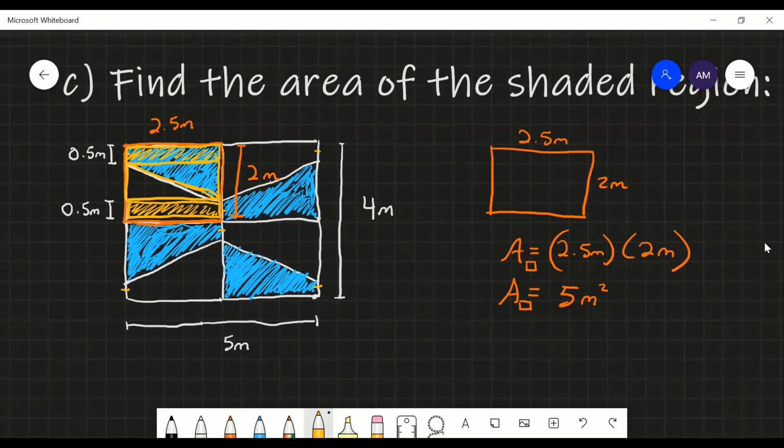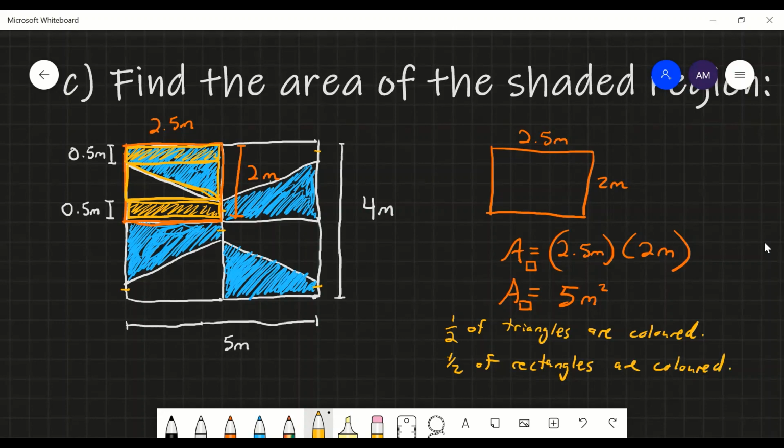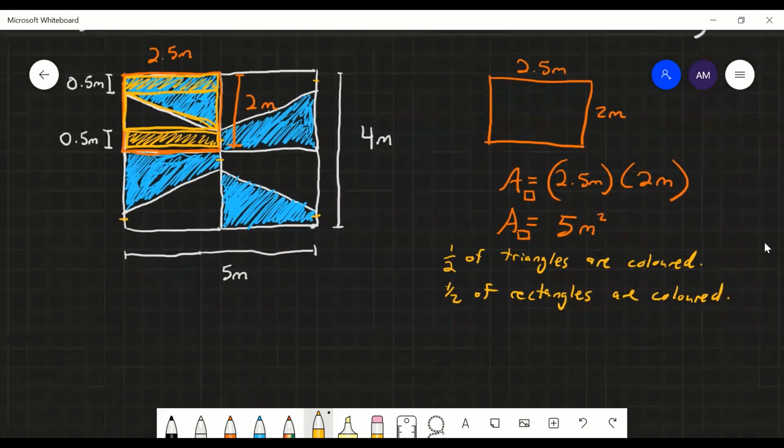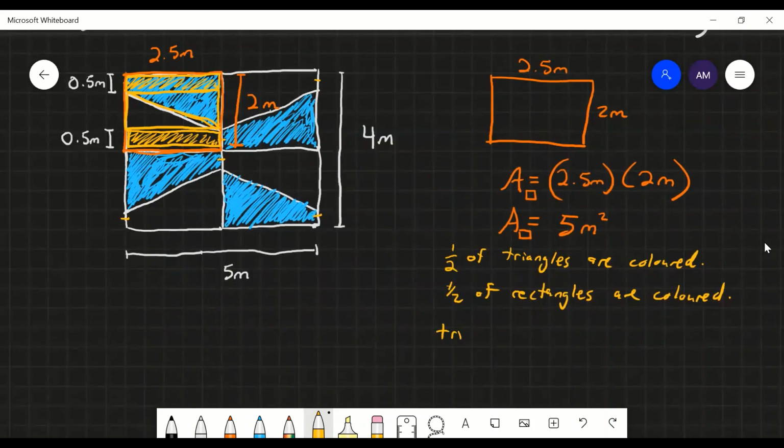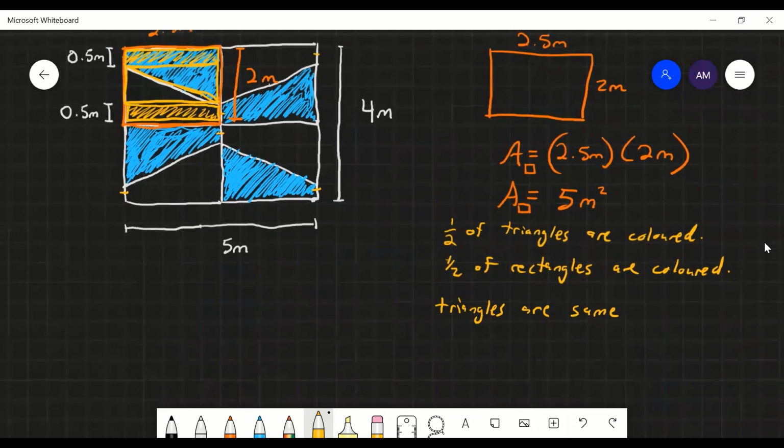I'll write that down here. Half of the triangles are colored. And also half of the rectangles are colored. Now, also, if you look closely, the triangles are the same. They're the same height, the same width. Everything's the same about those two triangles that I made up there. And the rectangles are also the same.